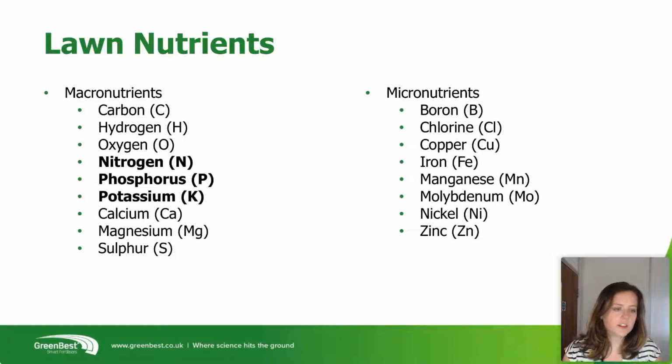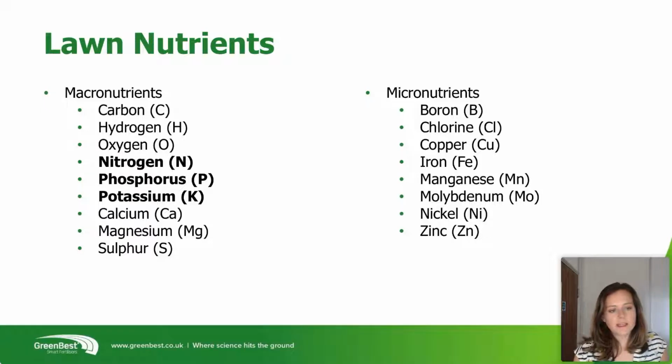So nitrogen, phosphorus and potassium, those are the three I've highlighted there in bold. And those three are N, P and K. This is what we refer to when we're talking about a fertiliser ratio, NPK fertiliser. These are the three main fertiliser ingredients, if you like, that we use, although we do obviously use the others, and you'll be familiar with some of those names.